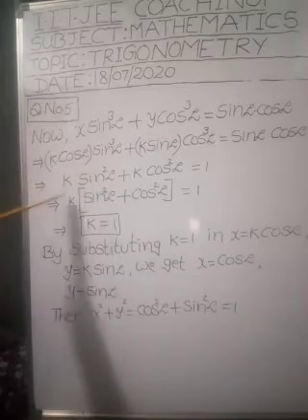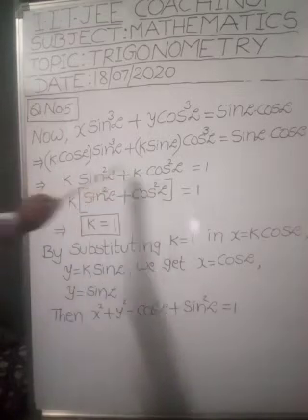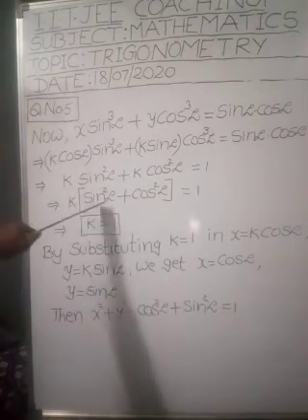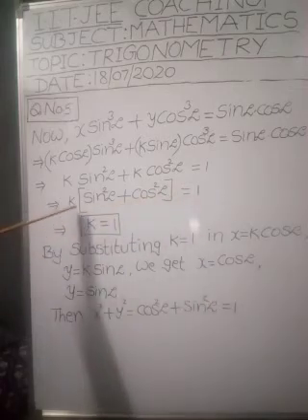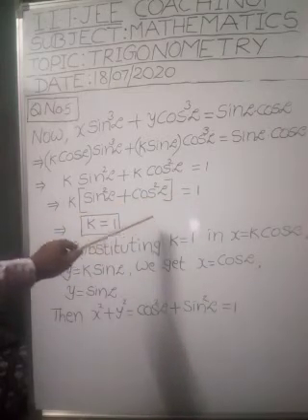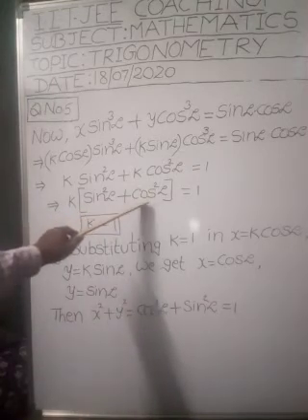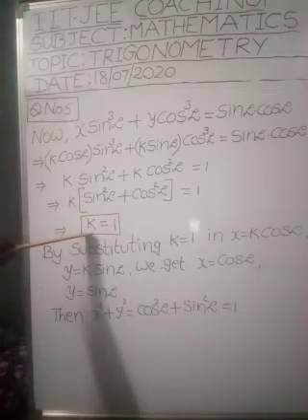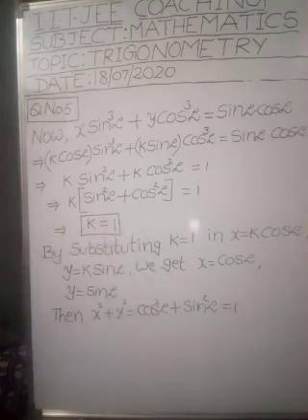Right. This implies, by taking out the common factor k, we get k of sin square alpha plus cos square alpha is equal to 1. Understood this step, my dear children? Right. This implies sin square alpha plus cos square alpha is 1. So k into 1, k only. In LHS you get k only is equal to RHS 1. So the value of k is 1.